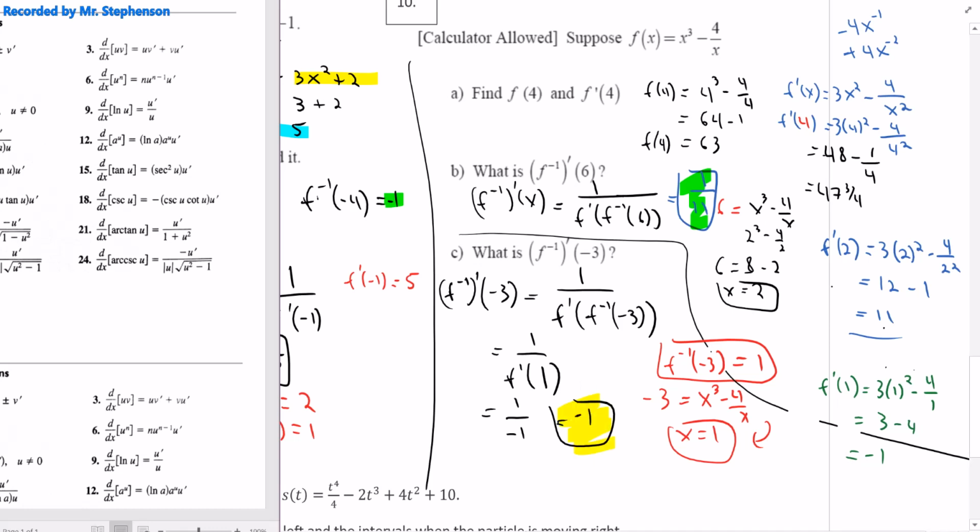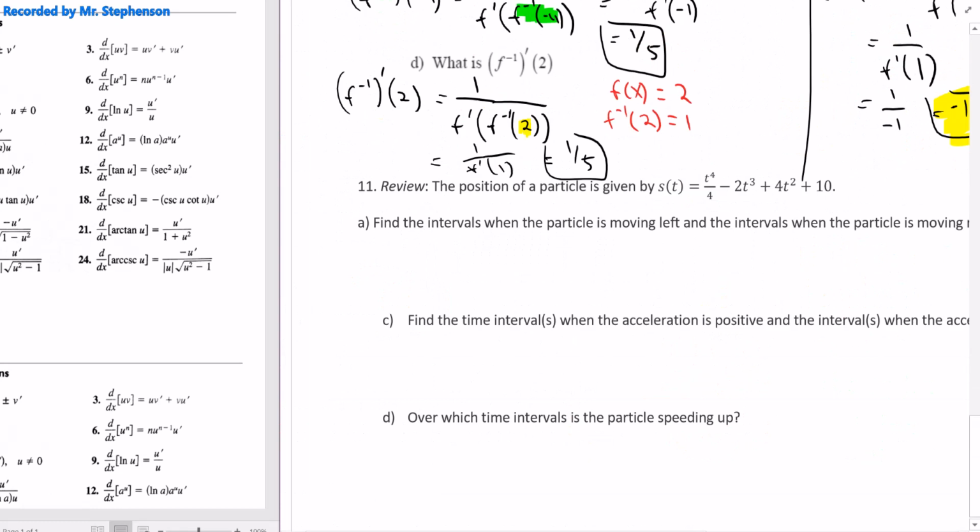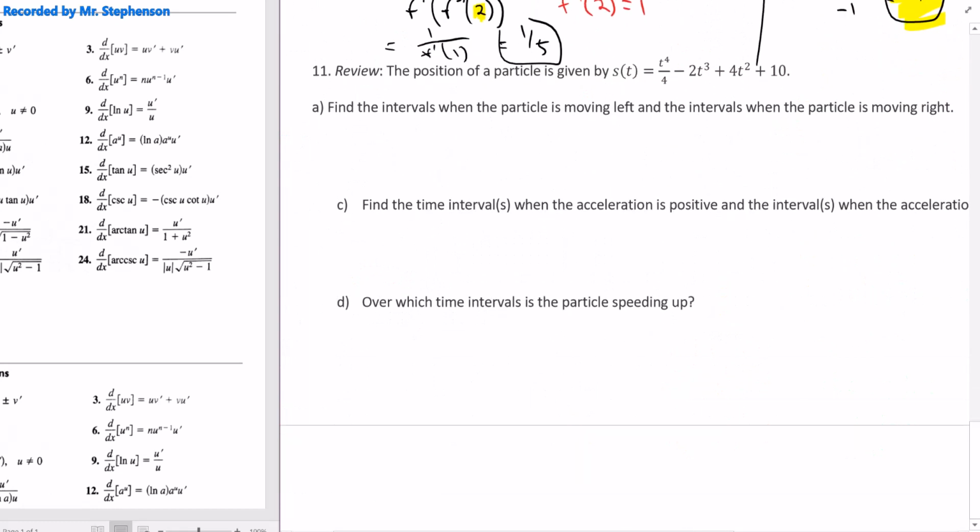All right, let's keep going and do this last problem here. So position of a particle is given by this guy here. Find the intervals when the particle is moving left. Remember, if it's moving left, the velocity is going to be negative, and find the intervals when it's moving right. Remember, if it's moving right, the velocity is going to be positive or greater than 0.